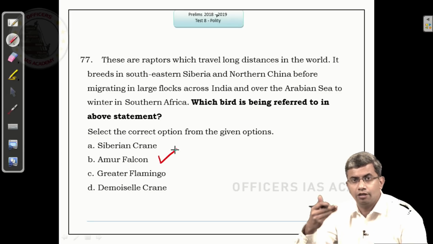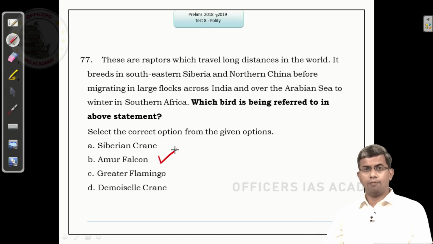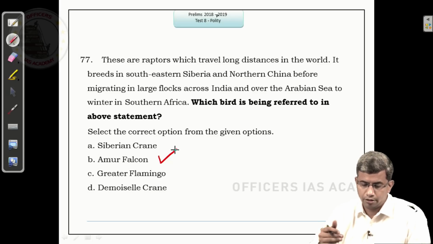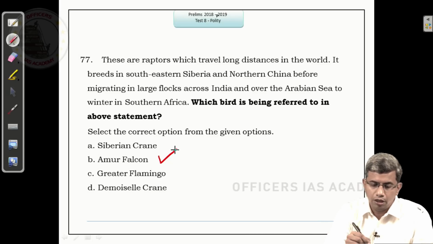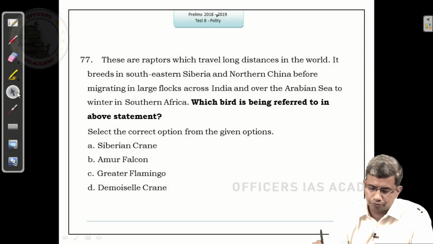So the explanation in the answer key will explain about all other birds also, but the bird referred to in this question is the Amur falcon.